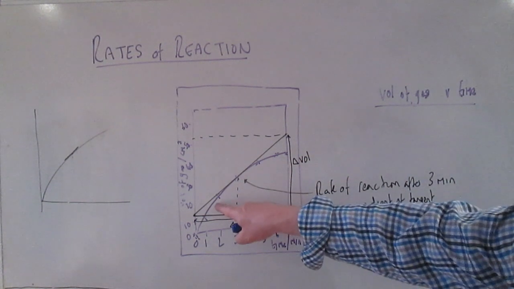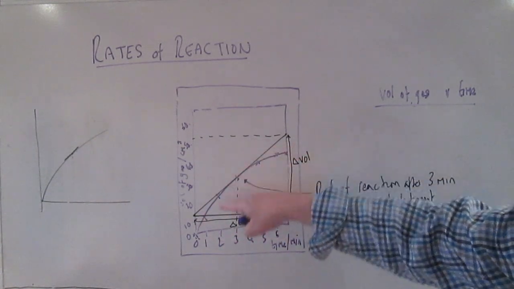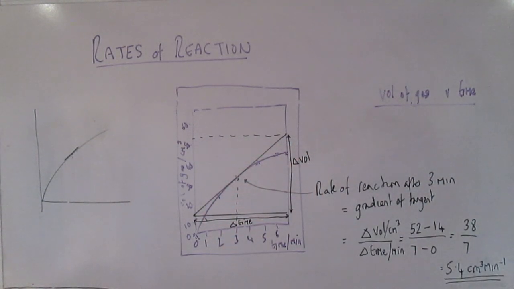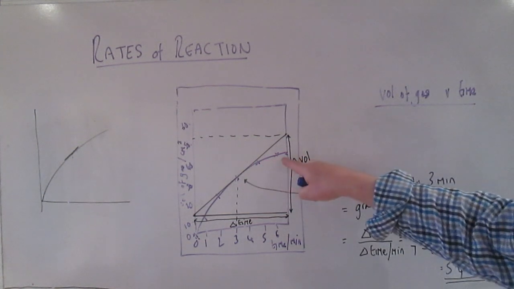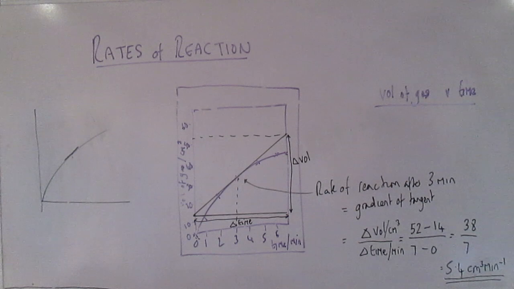If we'd done that at an earlier time, the gradient would have been steeper, so you'd have got a bigger number for the rate of reaction. And if we'd done it at a later time, it would have been smaller. And at the end of the reaction, obviously it would have been 0 when we'd reached the end and no further change was taking place.